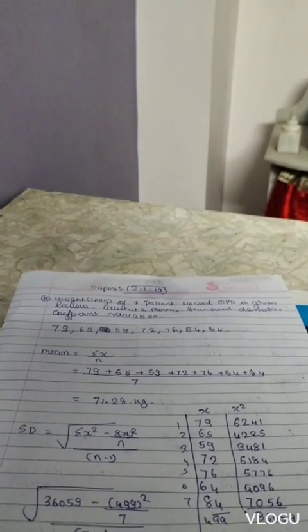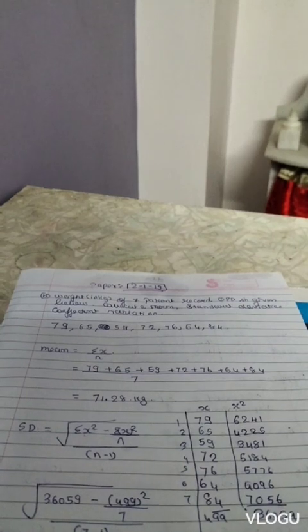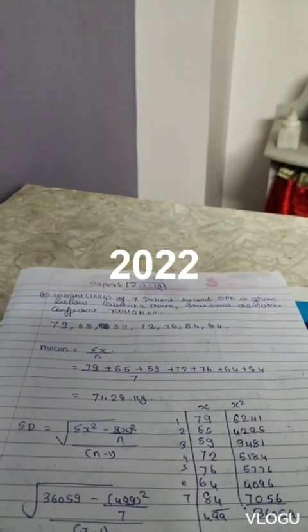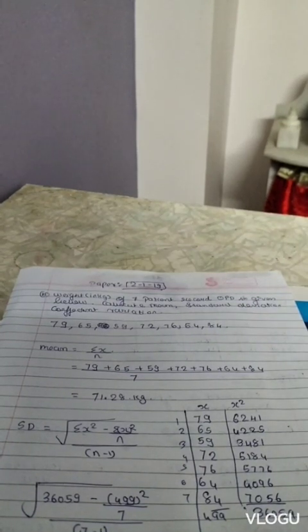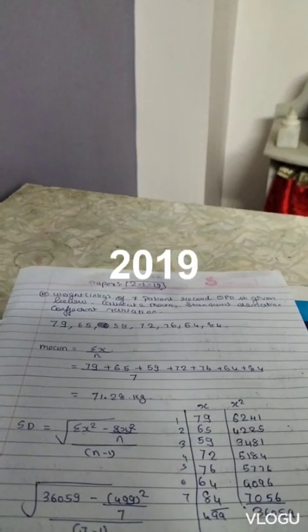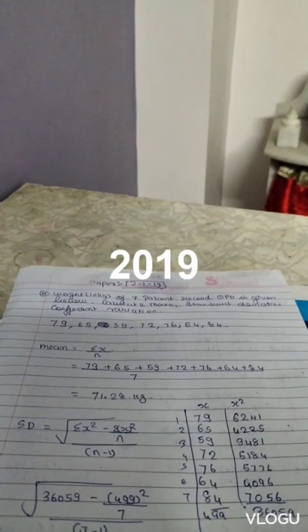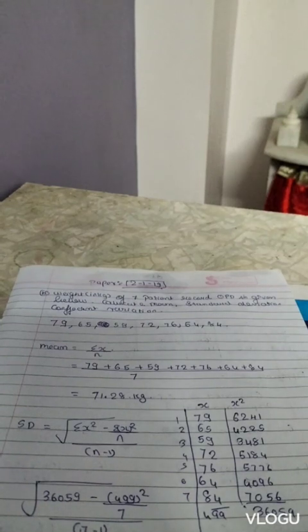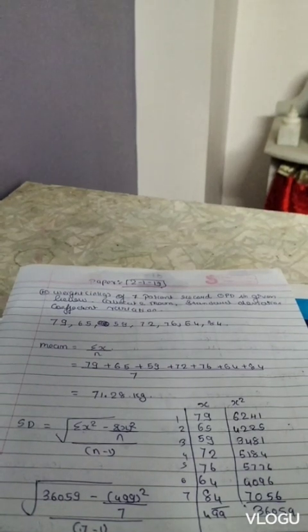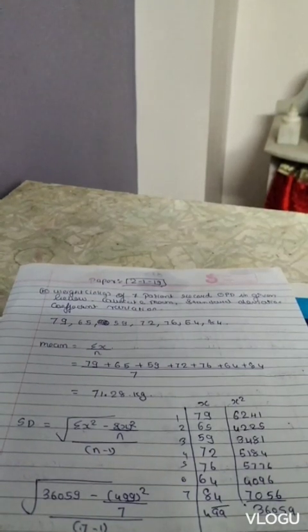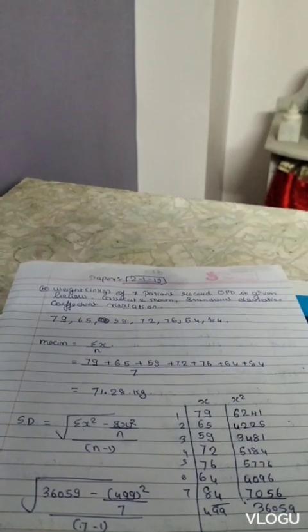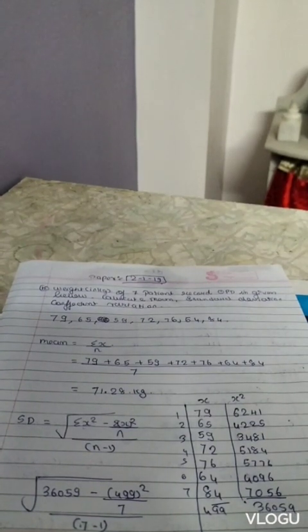I hope you have watched my yesterday's video where I solved the previous year 2022 paper, and today we are going to do the 2019 paper. In this paper we have two sums. The first sum I am going to solve is: weight in kg of 7 patients recorded in the OPD is given below, and calculate mean, standard deviation and coefficient of variation.